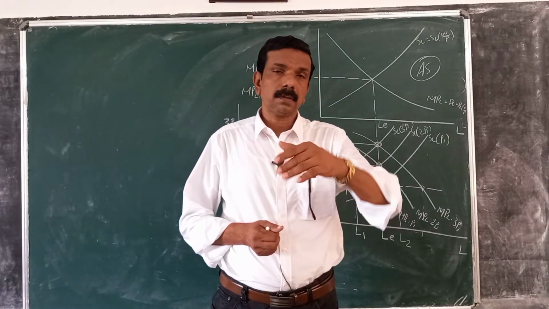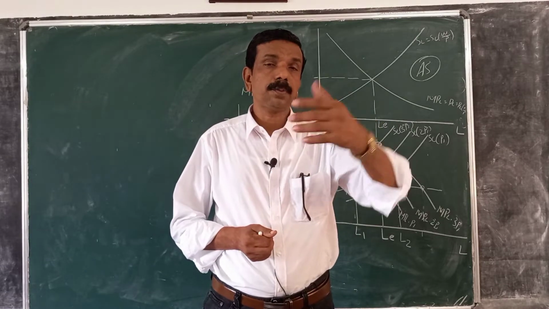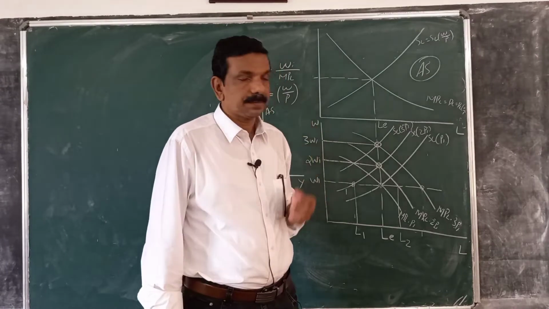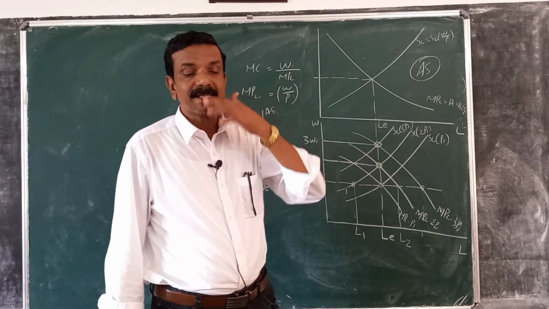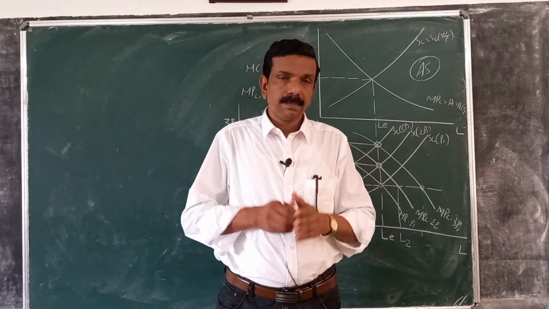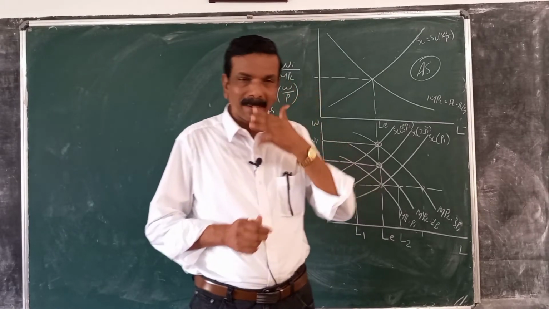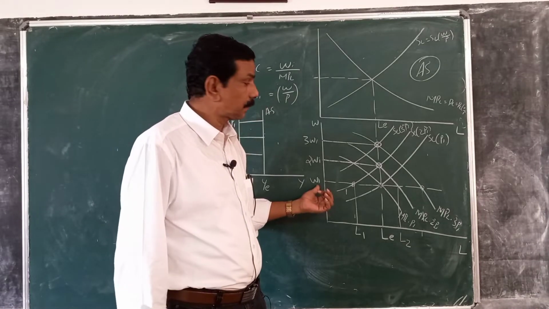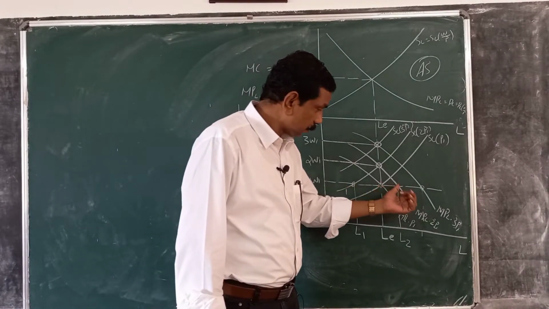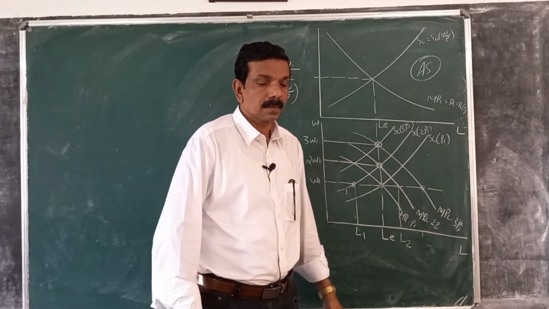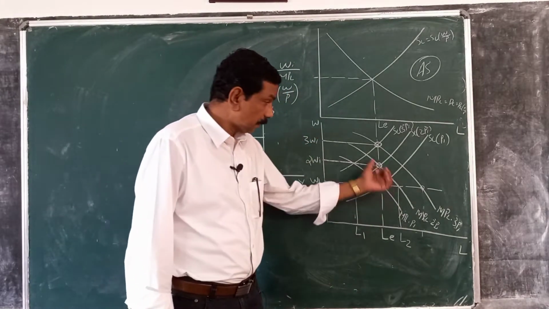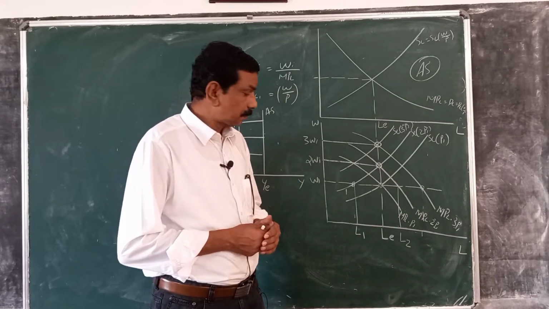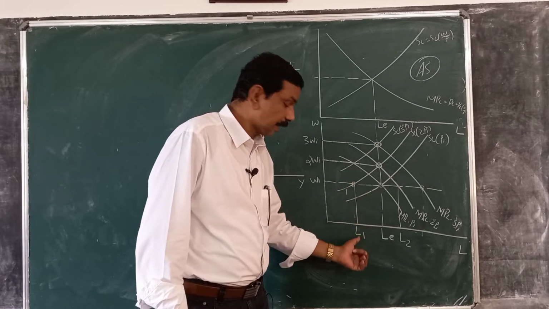Now, the question is, how will the output vary when P is equal to 2 P1, that is double the initial price? When P is equal to 2 P1 and if money wage remains at W1, as we have seen, labor demand increases to L2, but labor supply decreases to L1.